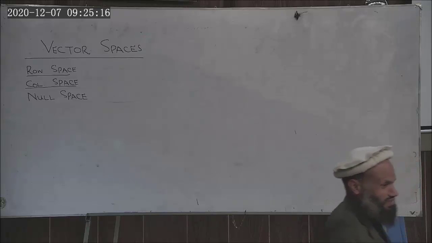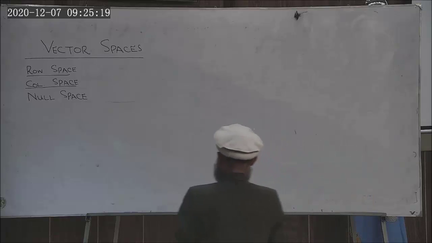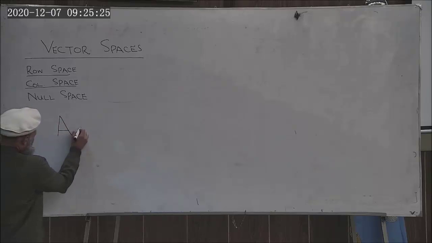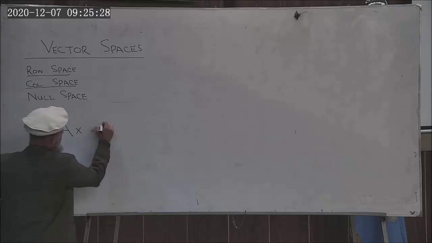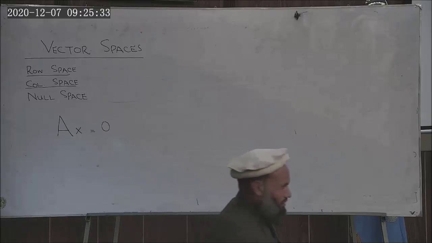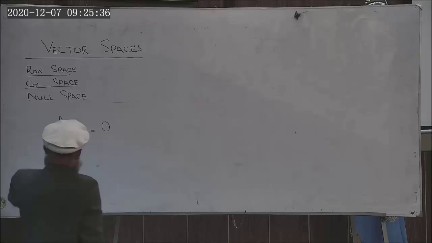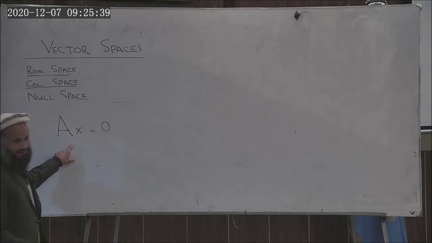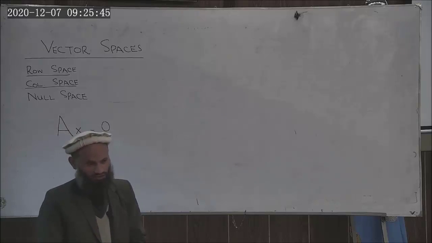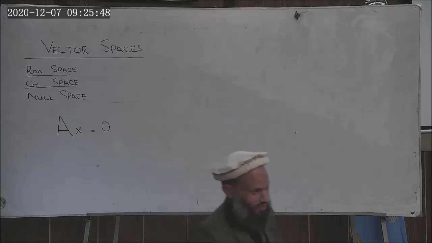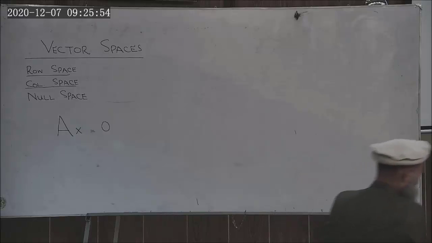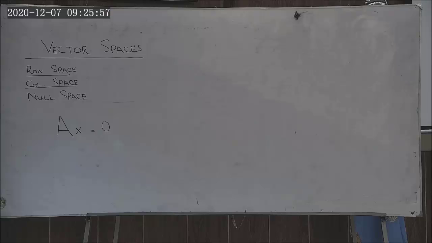Now we talk about null space. If you have a matrix A and a vector X, if you multiply this and get a zero vector, the solution to this equation, system of equations, you can find different vectors which satisfy this equation, and the space spanned by those vectors is called null space. Let's elaborate this point with the help of some example.